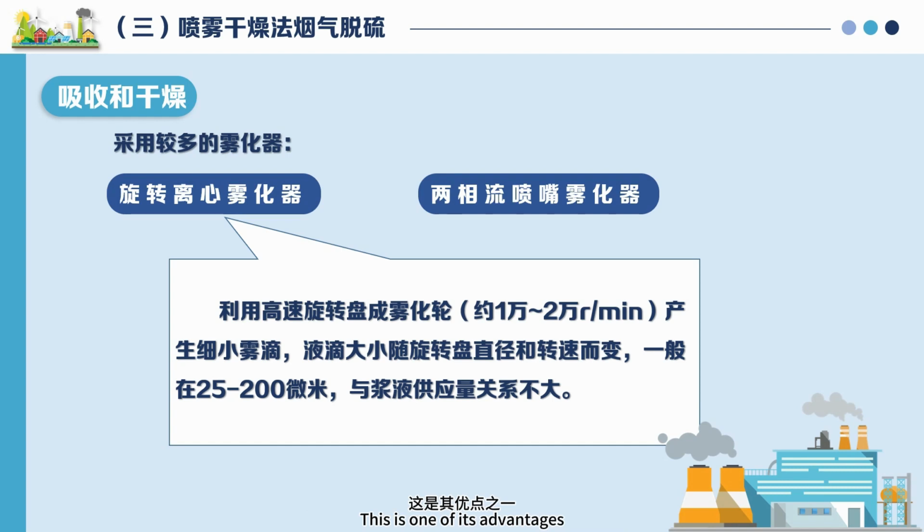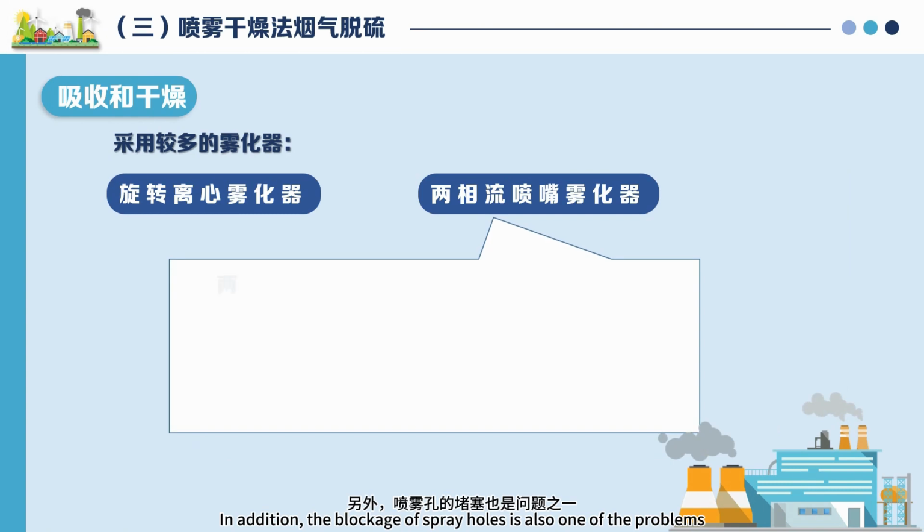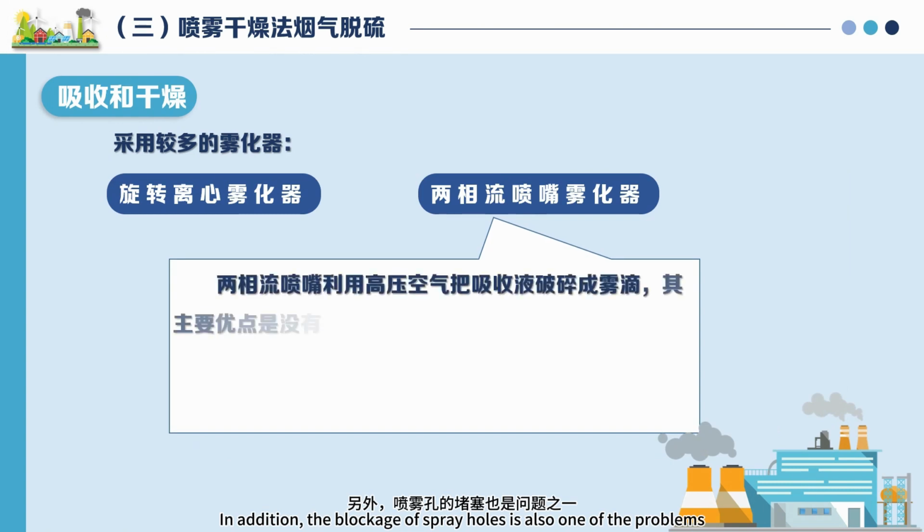This is one of its advantages, because in actual operation, the feed rate of absorbent increases as the flue gas flow rate increases, varying with the concentration of sulfur dioxide. So the structure of the rotating centrifugal atomizer is quite complex. The atomization wheel has better wear resistance. In addition, the blockage of spray holes is also one of the problems.